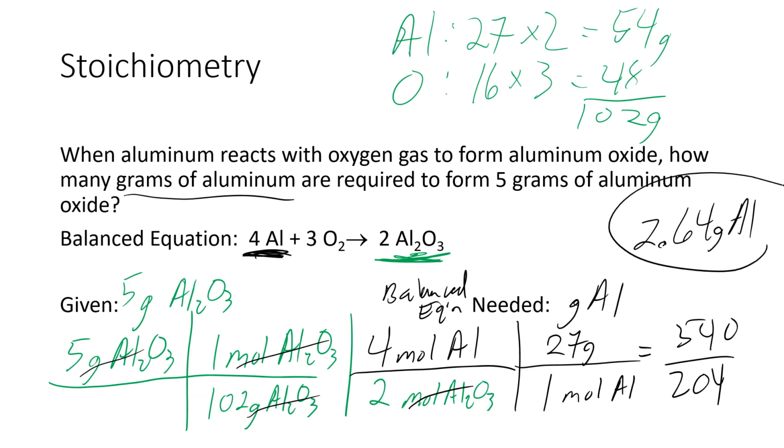So that's how much aluminum we need if we want to get 5 grams of aluminum oxide. If someone asked us for 5 grams of aluminum oxide and we had to figure out how much aluminum we needed in the back room, we would need 2.64 grams of aluminum.